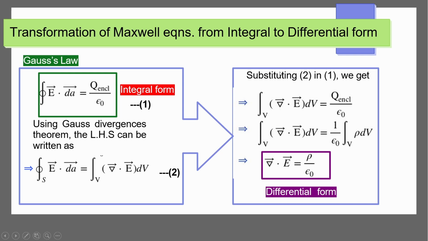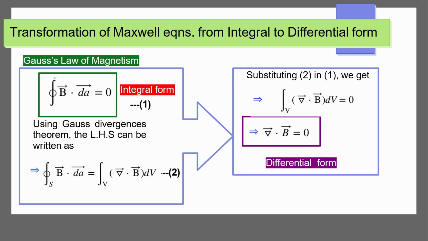So when we substitute the second equation in the first equation, we get this new equation. Now we will integrate the right hand side and take the constant, the permittivity of free space, outside, and replace the enclosed charge with the charge density across some volume V. Solving this, we get Gauss's law in its differential form.